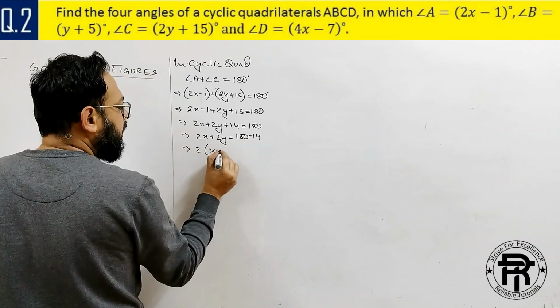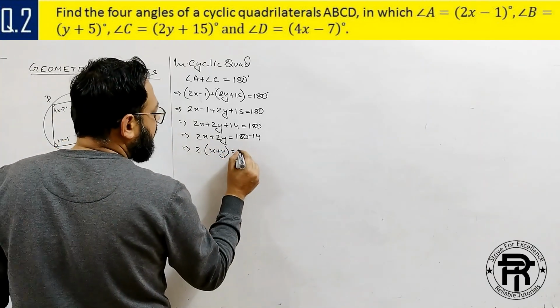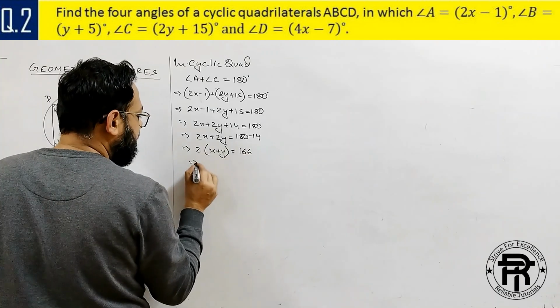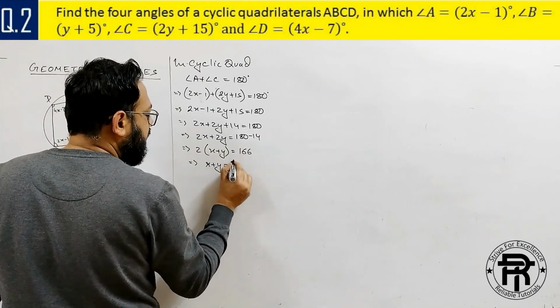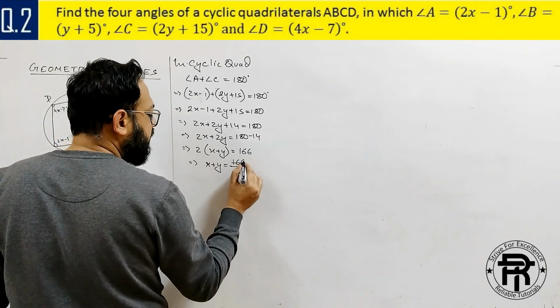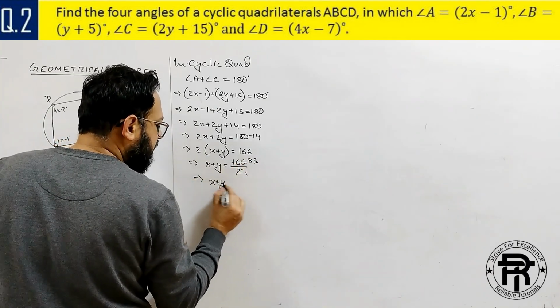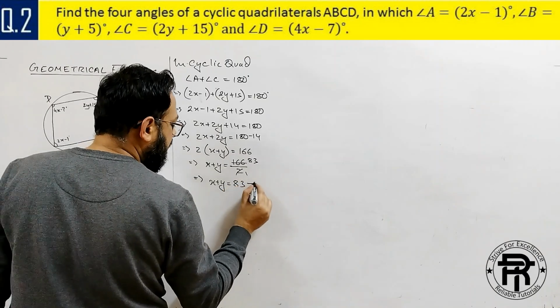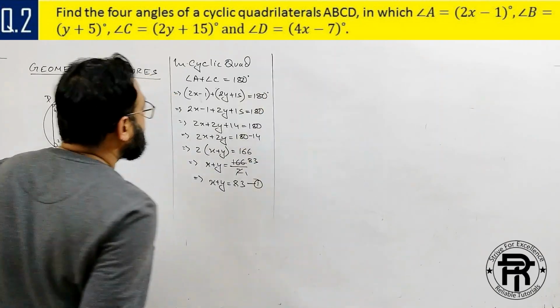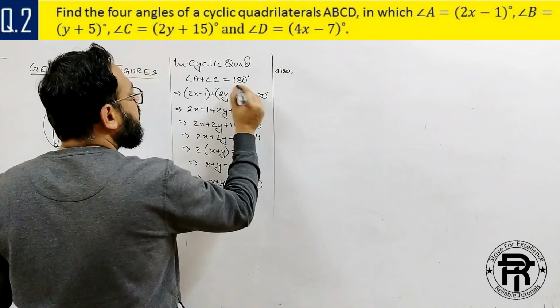Taking 2 common inside the bracket, we get x plus y is equal to 166 upon 2. 2 1s are 2, 2 8s are 16, 2 3s are 6. So x plus y is equal to 83. That's your first equation.